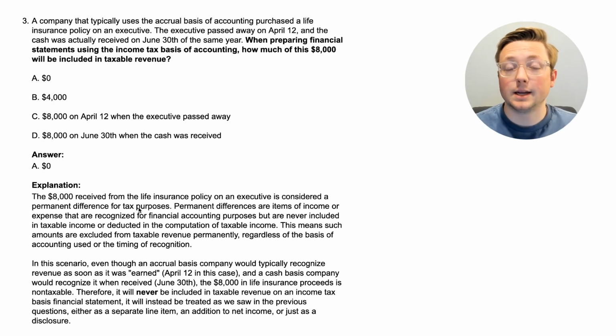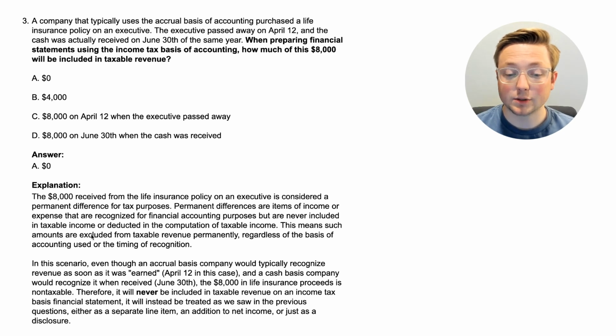want to make sure you understand what permanent differences and temporary differences are generally, just in case this helps you figure out things when you're doing this topic or when you're doing the topics further into FAR, where we're talking more about income tax again. Permanent differences are items of income or expense that are recognized for financial accounting purposes but are never included in taxable income or deducted in the computation of taxable income.